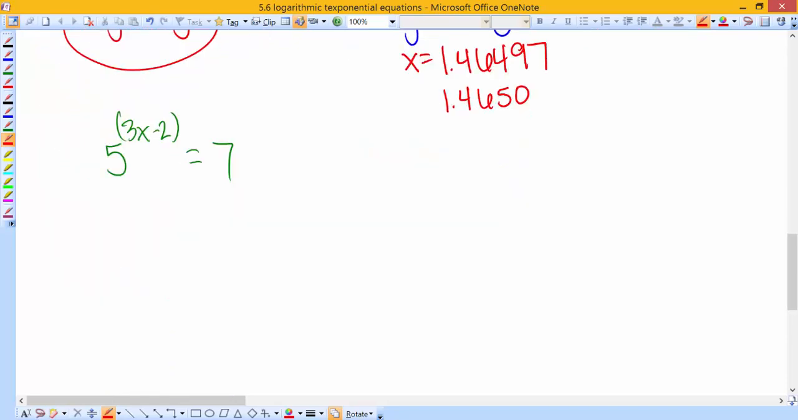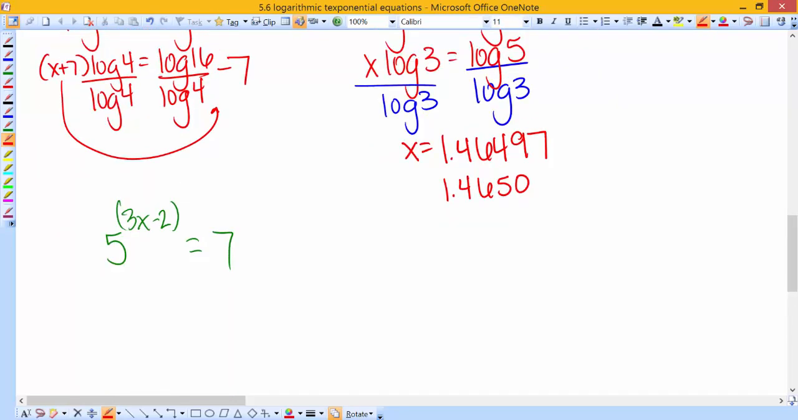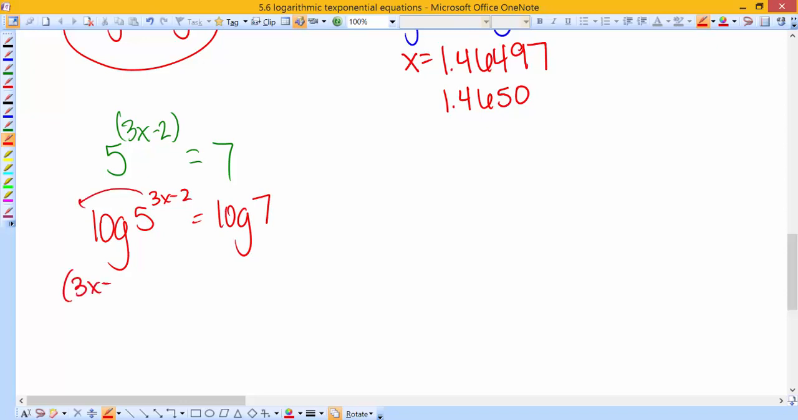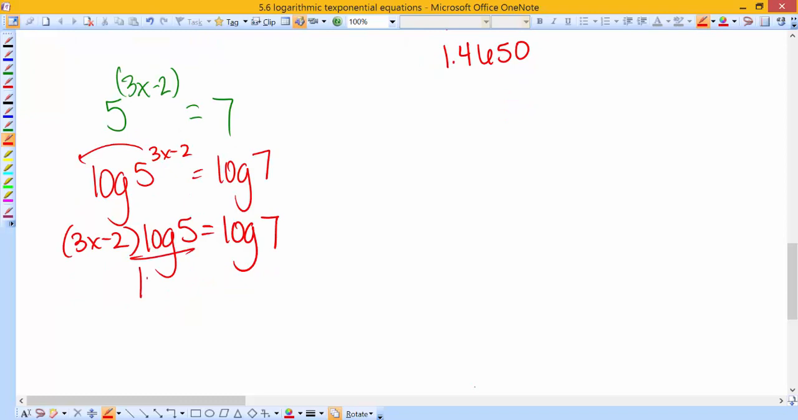And then this is a bonus one. I don't know if I have one like this in your notes, so you might want to add this to a post-it note if it's not already in your notes. 5 and 7 cannot be rewritten with the same base, so I log both sides. Use the power property. 3x minus 2, keep it in parentheses, please. Whatever you move to the front, if it's not just a single term, please use parentheses. Now I can divide by the log of 5.